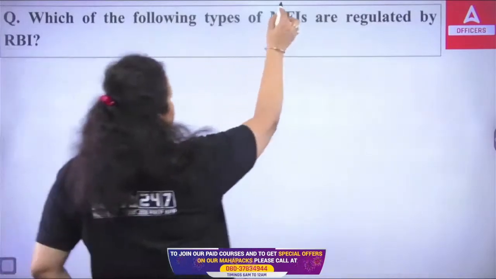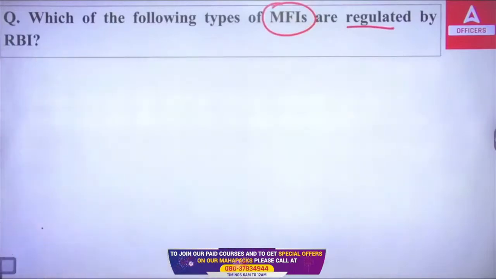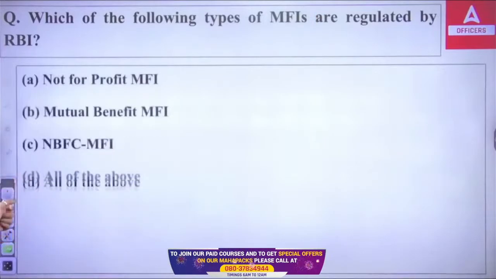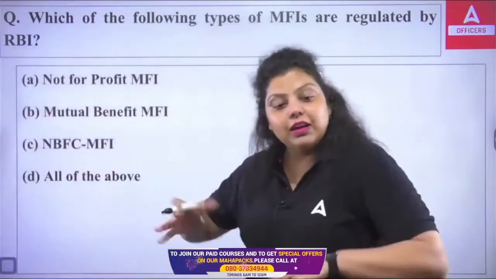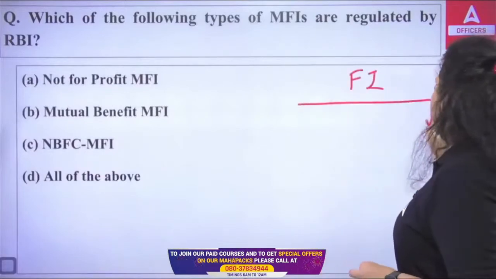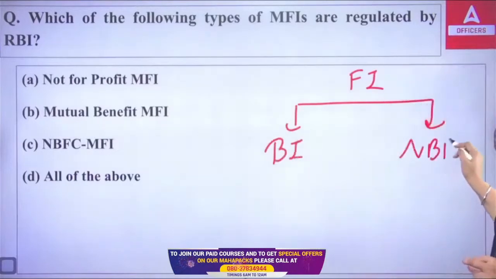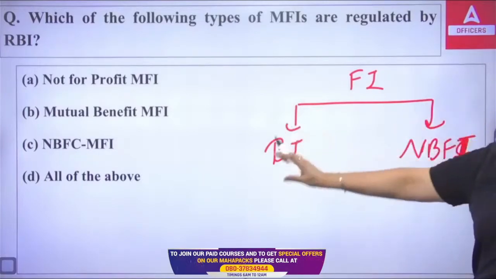Which of the following types of microfinance institutions are regulated by RBI? So first of all, there are three types of microfinance institution, and out of those three, which will be regulated by RBI? If I talk about banking institution or non-banking financial institution, they all are regulated by RBI in the end. We know financial institutions are divided into two parts, that is banking institution and the non-banking financial institution. Banking institution, you all know, will be all the types of banks in the country. They will be regulated by RBI.